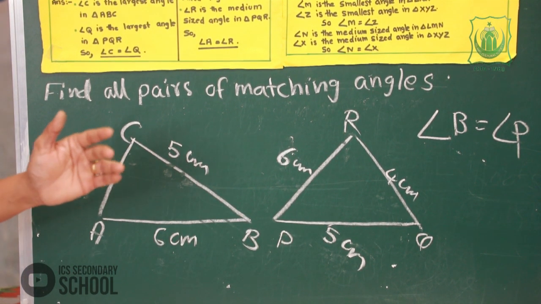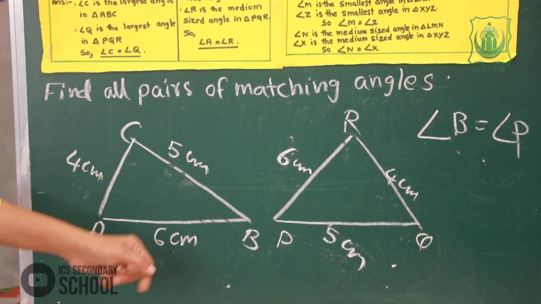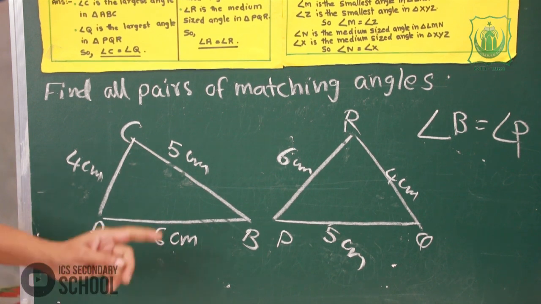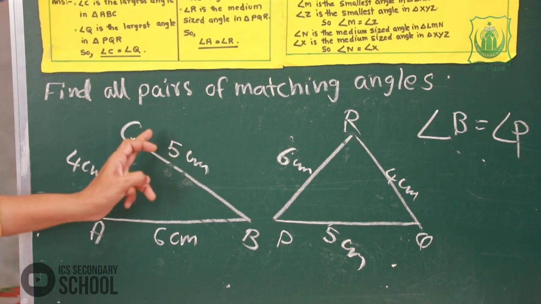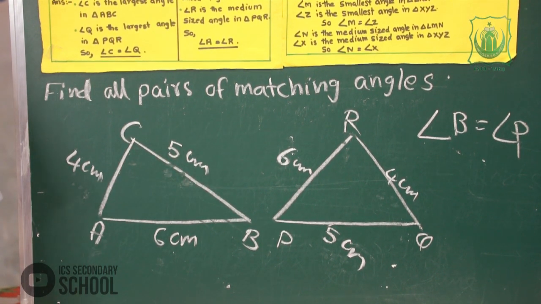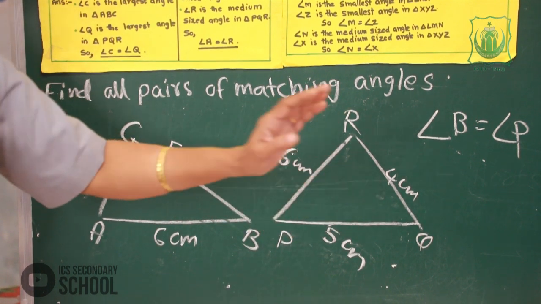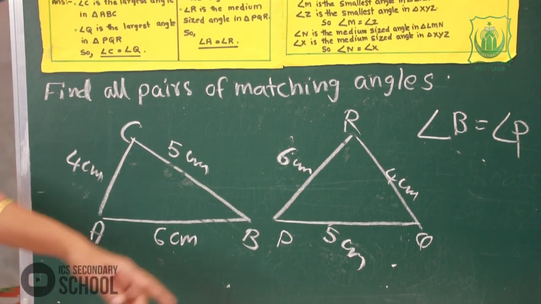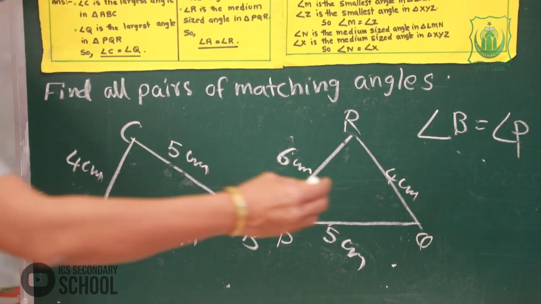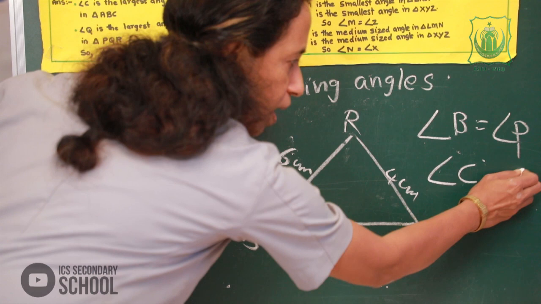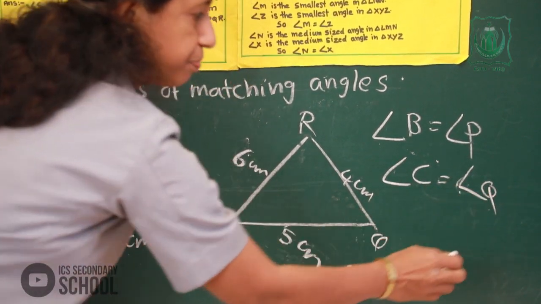Next, which is the largest angle in triangle ABC? Angle C is the largest angle in triangle ABC. Which is the largest angle in triangle PQR? Angle Q is the largest angle in triangle PQR. So we can write angle C equal to angle Q.